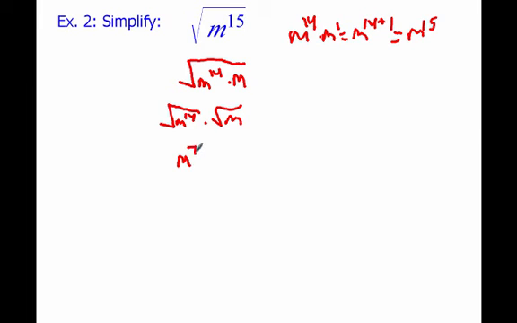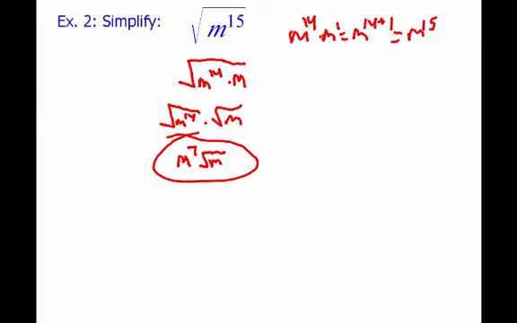That's m to the 7th. The square root of m does not reduce, so my answer is m to the 7th times the square root of m. All we did is we split our odd exponent into an even and an odd. Took the square root of my perfect square even exponent, which just means we divide our exponent by 2, and left the non-perfect squares in the radical to get m to the 7th times the square root of m.